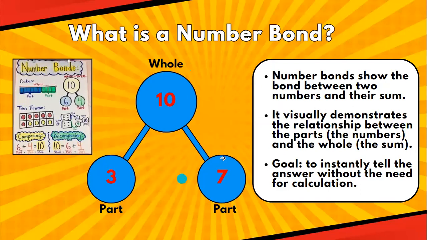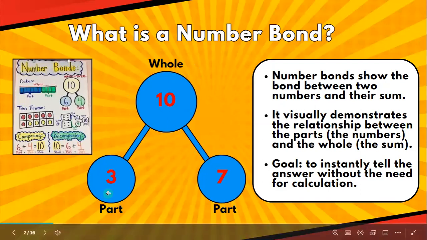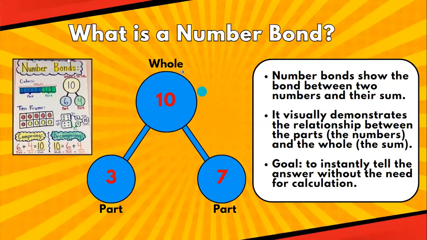So this is a number bond diagram where there is a whole number at the top, and then it is split up into two parts at the bottom. In this case, we have 10 as the whole, and then we have 3 and 7 as the two parts. So 3 plus 7 equals 10. Or you can also split it up as just thinking about 10 minus 7 is 3, just like that.